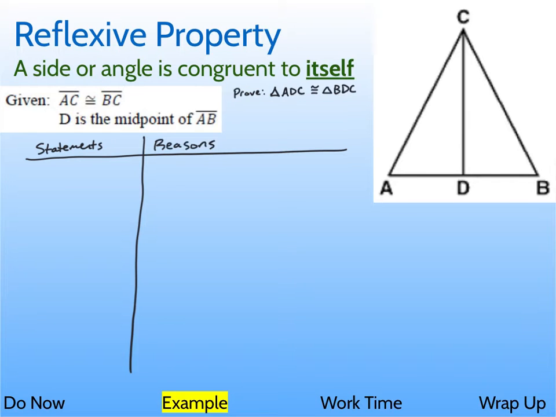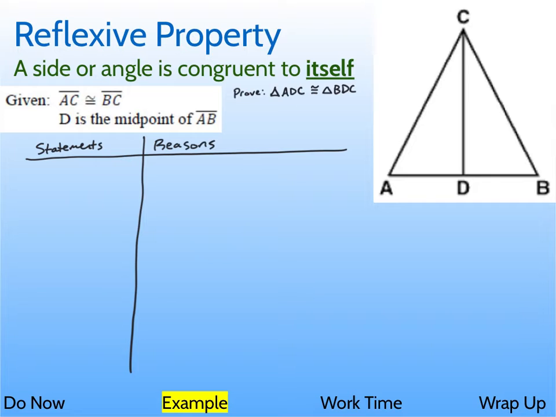All right, so in this proof, what we're trying to do is prove that triangle ADC, right here, is congruent to triangle BDC, right here. And if you couldn't tell by the heading, we're going to make use of the reflexive property at some point during this proof, which tells you that a side or an angle is congruent to itself. So if something shares the same side or angle, we're going to say it's congruent to itself, and it's going to help us with this proof.